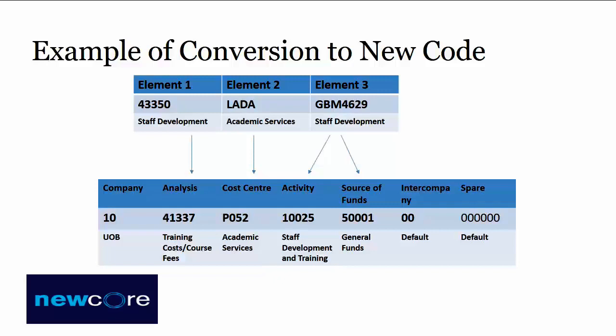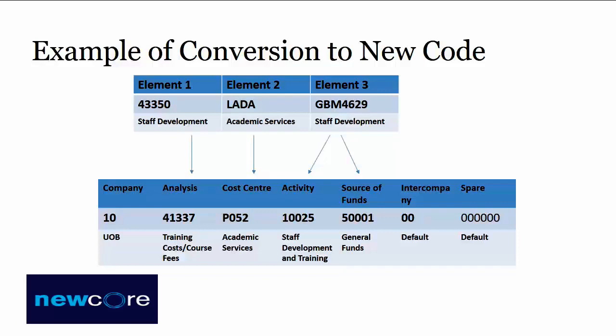So what's happened because we introduced this new structure? There has been a conversion of old to new that we did. So you can see an example. We have a staff development, academic services, and staff development at the top, and that has been remapped. And you can see the company, intercompany, and sphere. They're all just defaults. So we're only focusing on the 4 in the middle. The element 1 translates into training costs, course fees, so it's also an element 1, but a different one, so the values have changed. The cost center, LADA previously, now it's P052, but it is academic services.